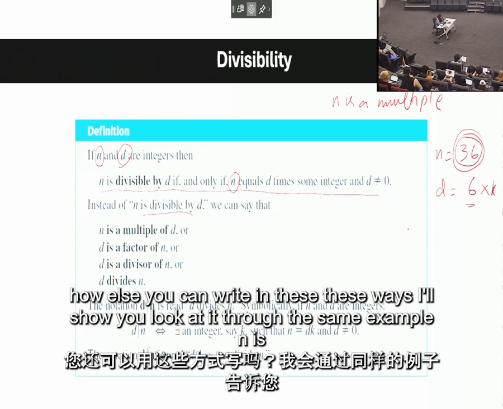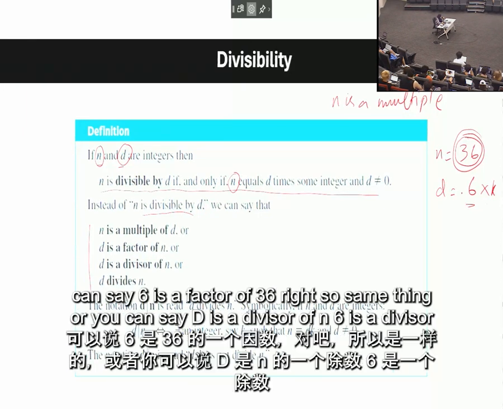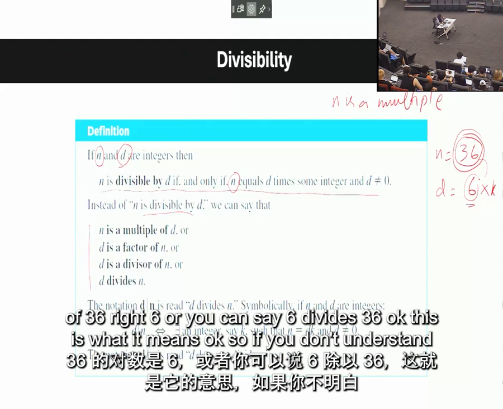How else can you write it? I'll show you through the same example. n is a multiple of d. So here n is equal to 36, d is equal to 6. 36 is a multiple of 6, right? Or you can say 6 is a factor of 36. Or you can say d is a divisor of n. 6 is a divisor of 36. Or you can say 6 divides 36.